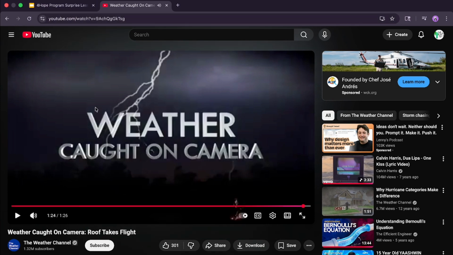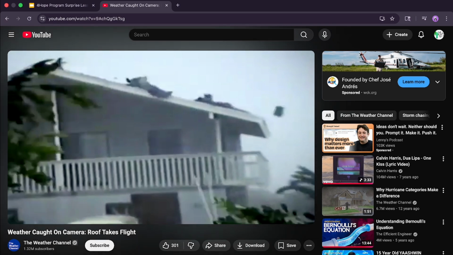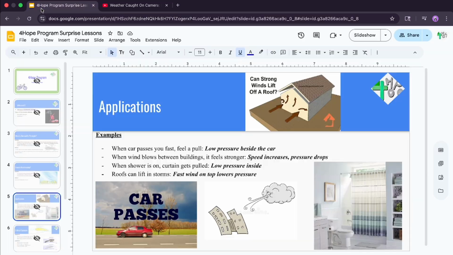Hurricanes are very dangerous, as we know, and this one is from 1992. For those who don't know, this is Hurricane Iniki, which moved in towards Hawaii. You can see here that it started blowing off parts of the roof, and then it blew off the whole structure as a result. So hurricanes are very strong.